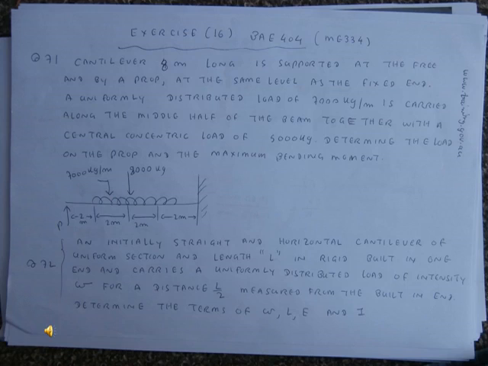And question 72. An initially straight and horizontal cantilever of uniform section and length L is rigidly built in at one end and carries a uniformly distributed load of intensity W for a distance L by 2 measured from the base end. Determine the terms of W, L, E, and I.